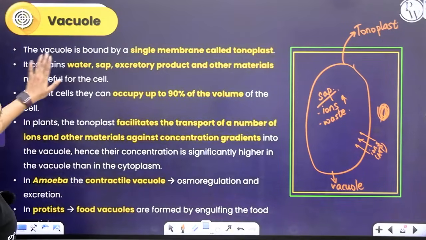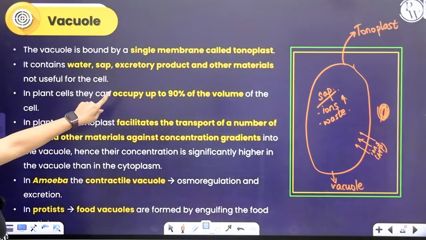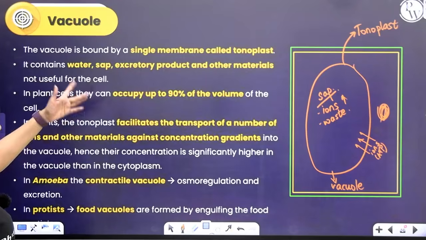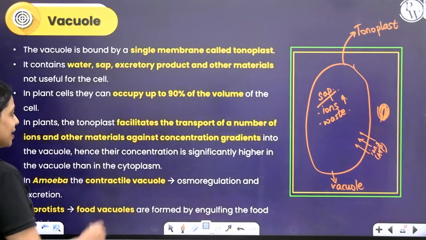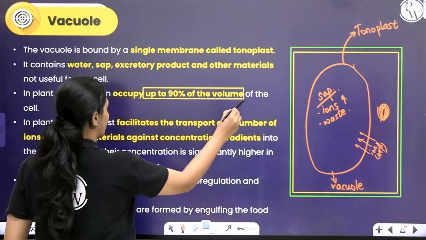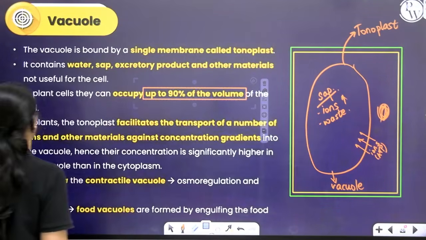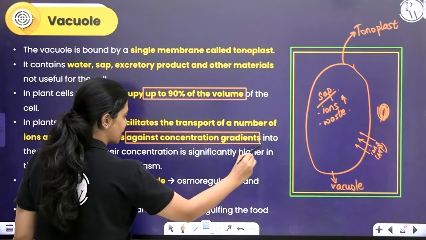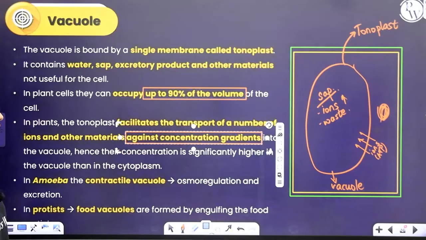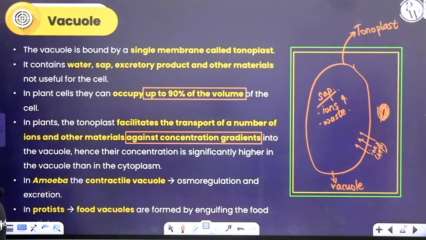Okay. So the vacuole is bound by a single membrane. It's called the tonoplast. It contains water, sap, excretory products and other material that's not useful for the cell, waste material basically. It can occupy as much as 90% of the volume of the cell. It facilitates the transport of a number of ions and other materials against their gradients into the vacuole. Therefore, the concentration is significantly higher in the vacuole compared to the cytoplasm.